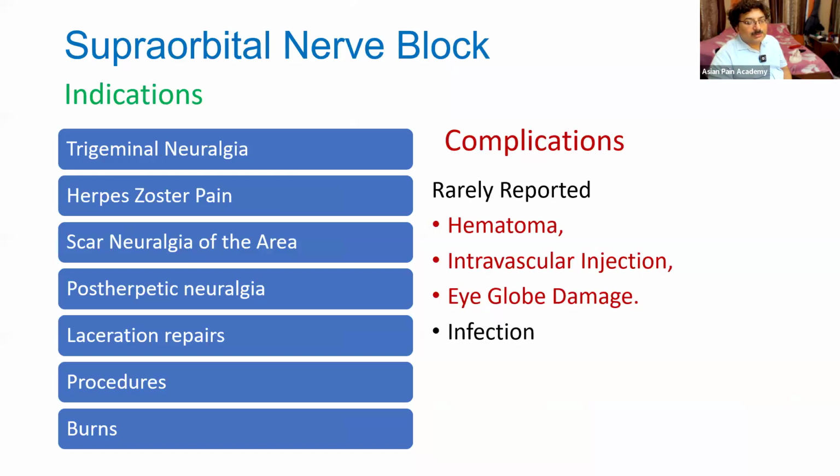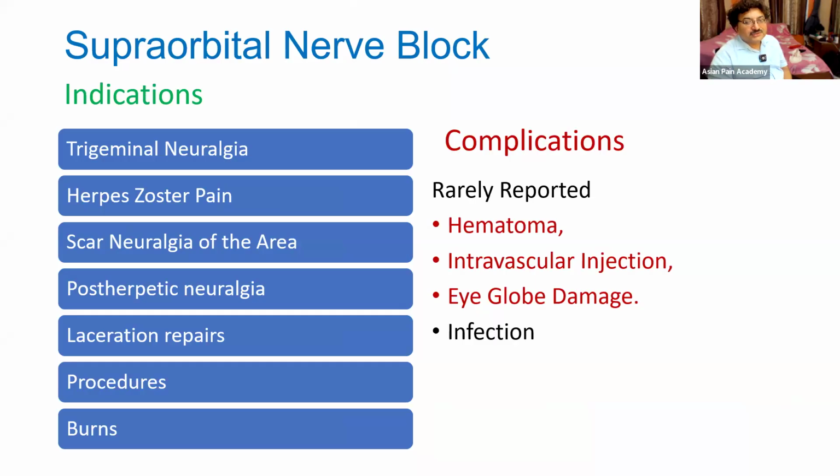If there is a repair planned there, so just for post-procedural pain relief, it can be blocked, like laceration repairs, burns or brandishing. So in those cases we can go for the supraorbital nerve block. In fact, for chronic pain we block it for trigeminal neuralgia, sometimes for herpes zoster pain, and sometimes for scar neuralgia. Remember, in post-herpetic neuralgia, though we try, the results are not very encouraging in most of the cases.